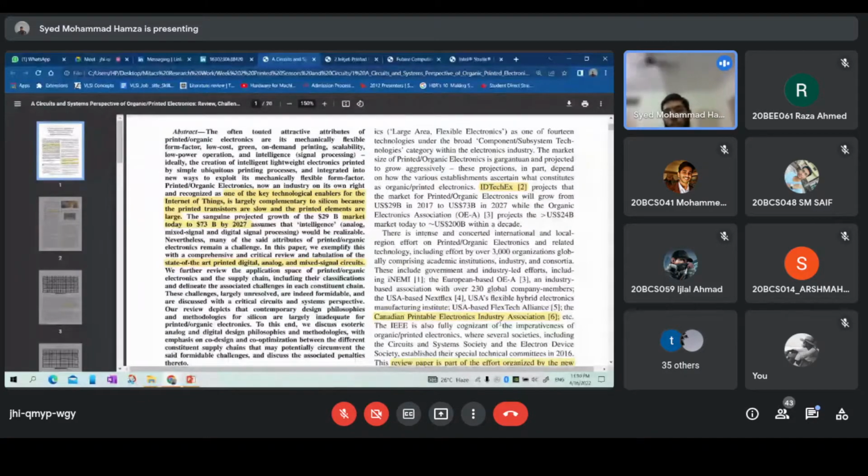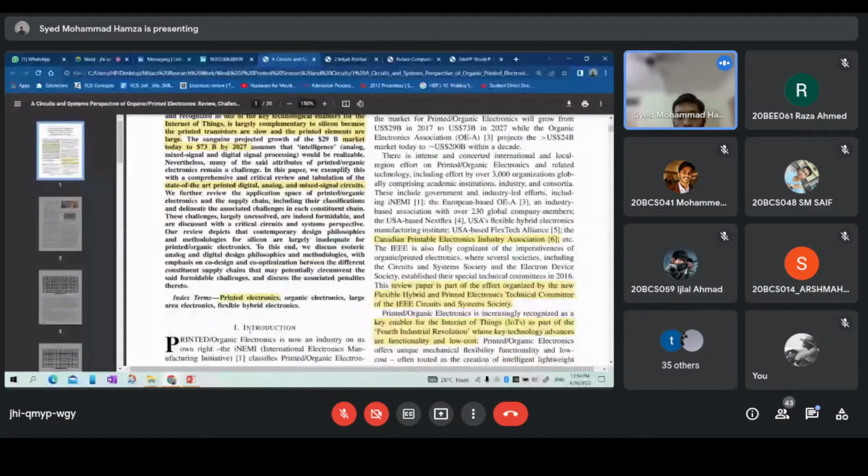After writing the abstract, people generally write the introduction. So before the introduction, nowadays keywords are being introduced. They are sometimes also called index terms. For example, printed electronics, organic electronics, these are the keywords. So if you Google these terms, you will easily reach the research paper. That is this paper. Then comes your introduction.